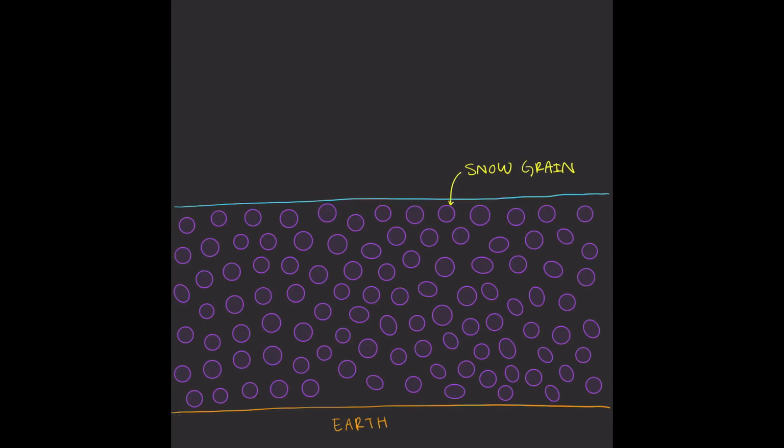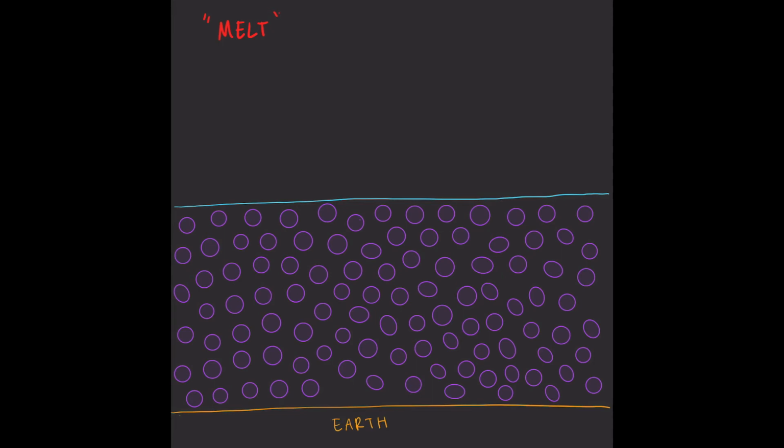So let's go ahead and imagine, shocker, Earth at the bottom of the snowpack. And on top of it, let's throw a nice thick layer of snow grains. Now, in order for a melt-freeze cycle to occur, you need to have the melt, and any number of atmospheric conditions can contribute to melting.